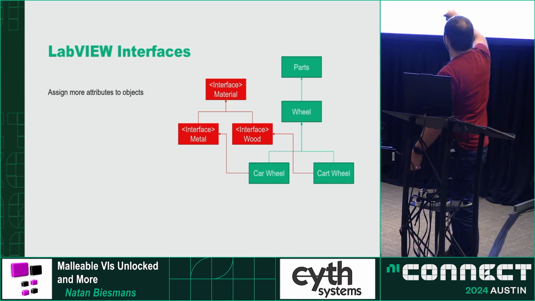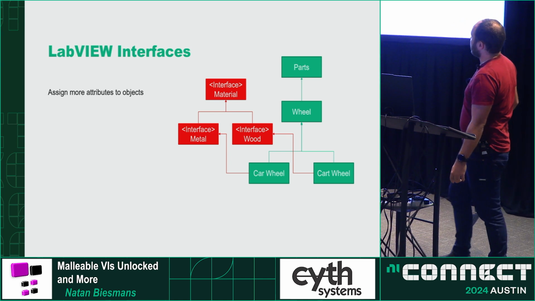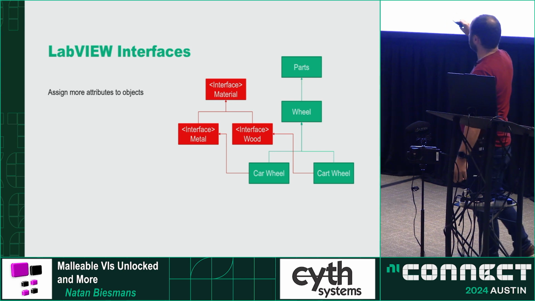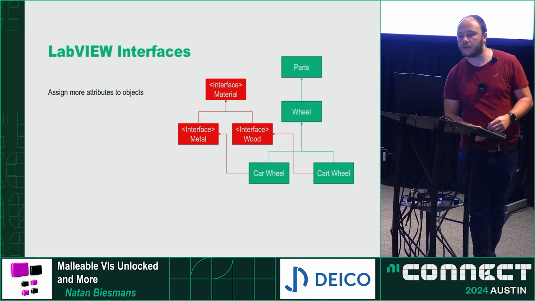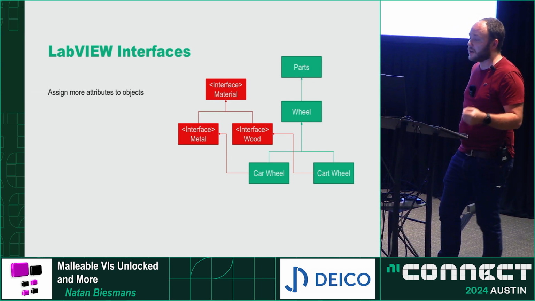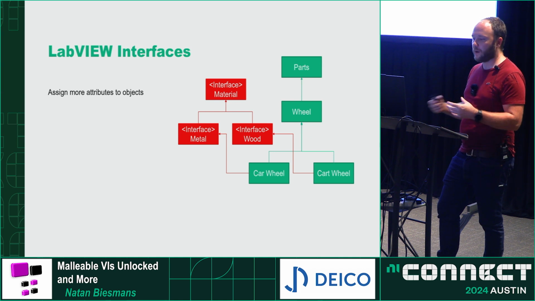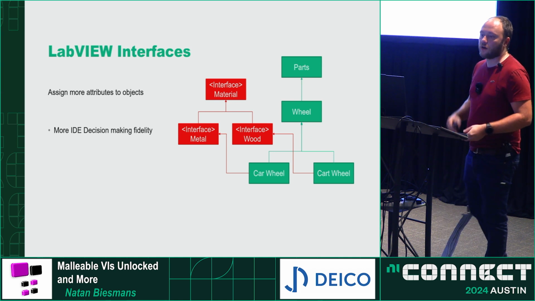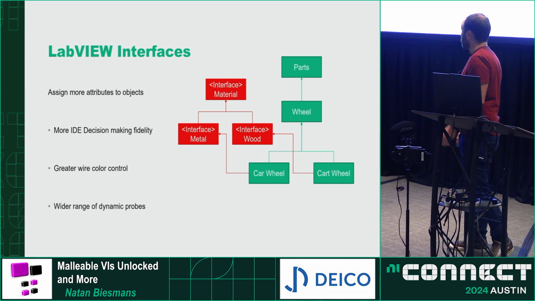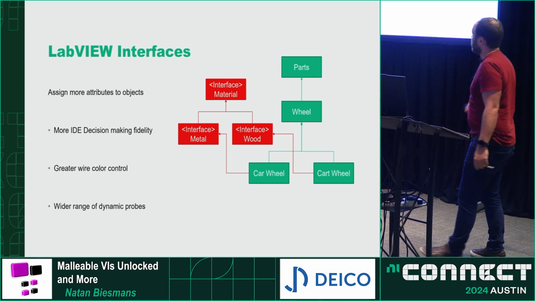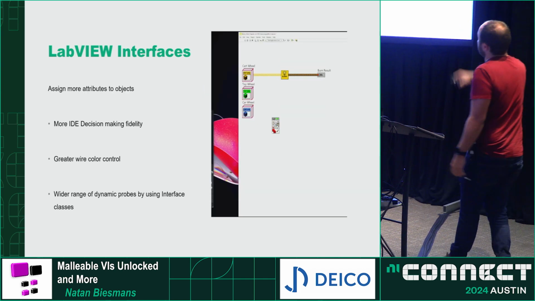So for example, we have our car parts, we have a car wheel, or wheel, cartwheel, and we can say, well, these also have the attribute. One is metal, one is wood, which are all part of the material interface class, or plastic is also allowed. So we can add more attributes on which we can start querying when evaluating our function. So we get more control. We have even more colors to play with our wires, wider ranges of dynamic probes if we're using the probes on the interface classes. And this is, for example, what that looks like.